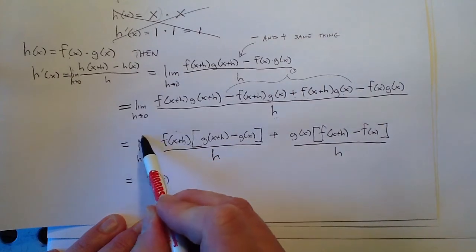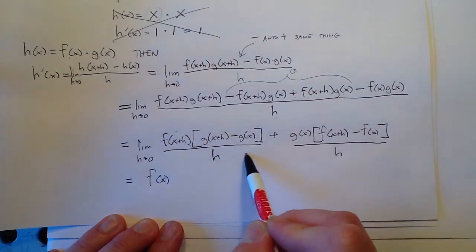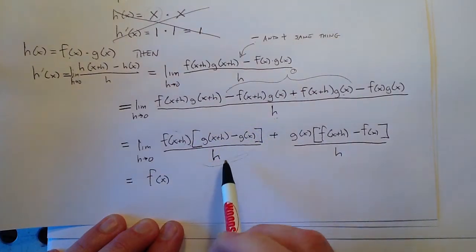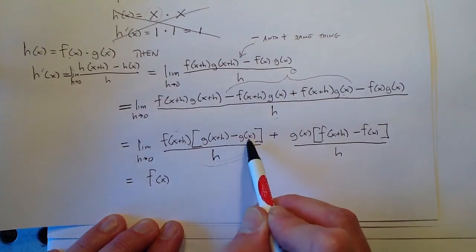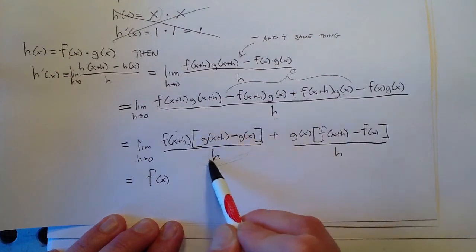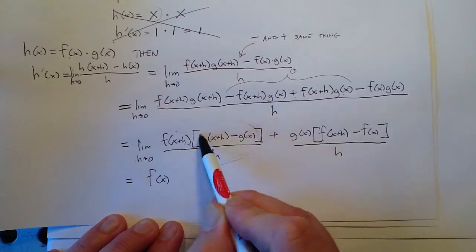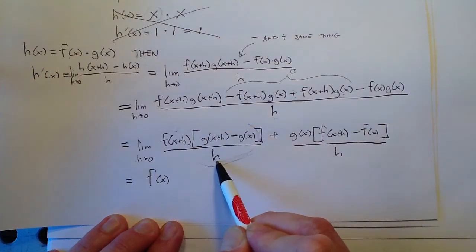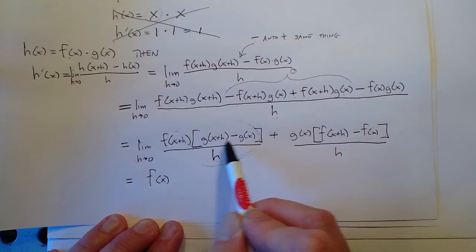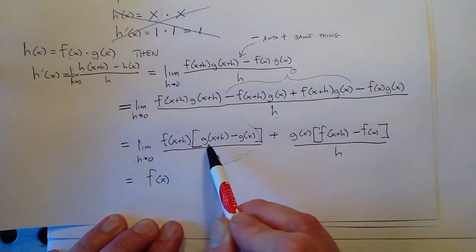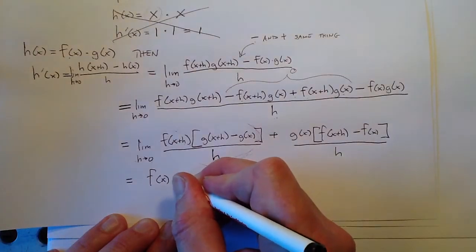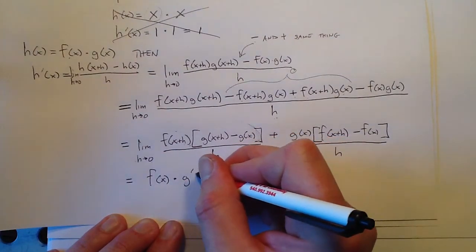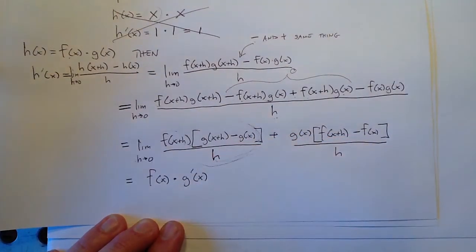And here, how about the limit as h approaches 0 of this expression? Well, hey, that looks kind of familiar. As h approaches 0, g of x plus h minus g of x over h, that's the definition of the derivative of the g function, right? Think about that for a second. That's the definition of the derivative, limit as h approaches 0, g of x plus h minus g of x over h. So I'm going to write that as the derivative of the g function.